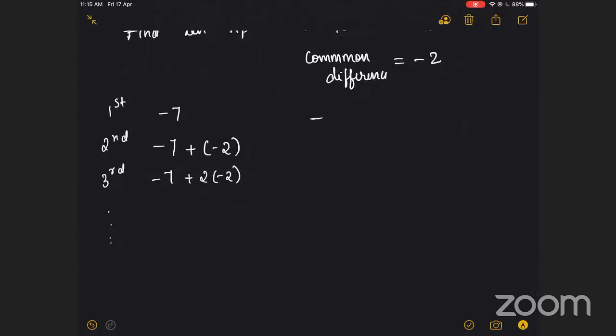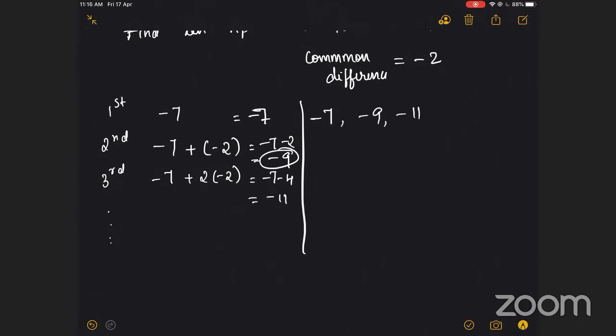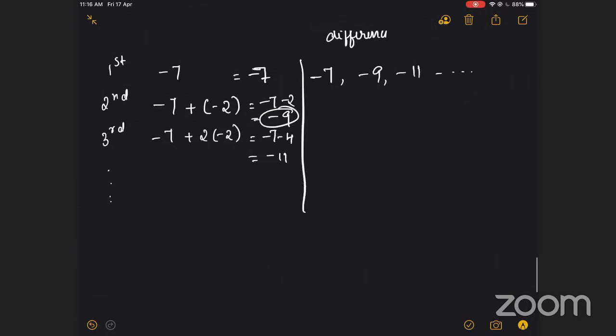So what is the first term? -7. What is the second term? Second term is -7 -2. That is -9. Then -7 -4. That is -11. Correct? So -7, -9, -11, and so on. So this will be the AP.